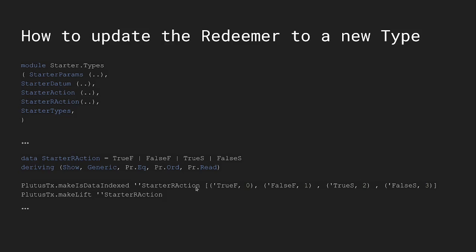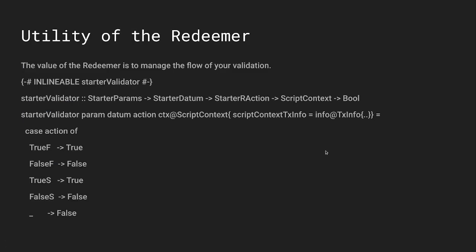We give the name of the data type, which in our case is StarterAction, and true first will be indexed as 0, false first indexed as 1, true second indexed as 2, and false second indexed as 3. And then we make lift the StarterAction. The utility is to manage the flow of the validation. As you can see, this validation function is kept as it was. I just changed the name here by adding the new data type name.